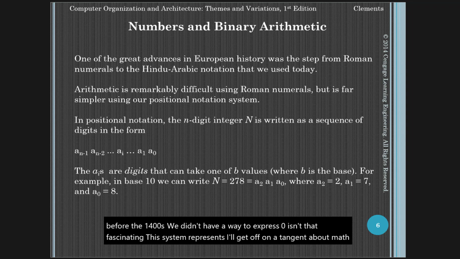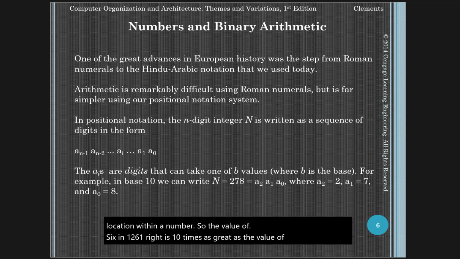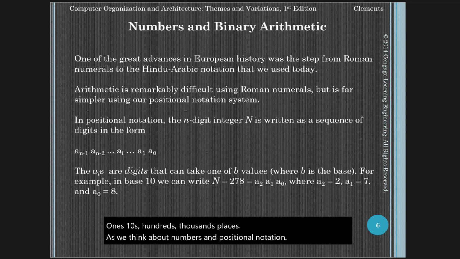This system represents the decimal numbers by means of a positional notation. So the value or weight of a digit depends on its location within a number. So the value of 6 in 1261, right, is 10 times as great as the value of the 6 in 126. We know this, right? That's pretty basic elementary: ones, tens, hundreds, thousands places. So as we think about numbers and positional notation, we apply this same concept to binary.